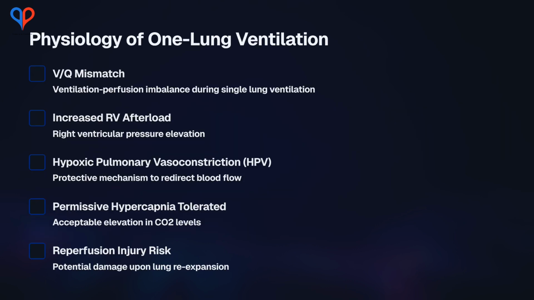Intraoperatively, one lung ventilation, OLV, alters physiology significantly. The non-ventilated lung collapses, creating shunt physiology. Hypoxic pulmonary vasoconstriction helps redirect flow, but is imperfect. RV afterload increases, and permissive hypercapnia is often tolerated to protect the ventilated lung.